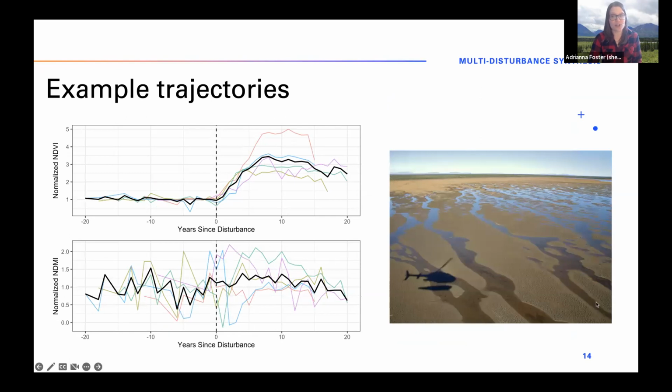Here are trajectories for lake drainage. Notice that the NDVI actually increases here due to the draining of the lake basin and colonization of new vegetation. The NDMI looks pretty noisy all over the place, but the average doesn't really change. This doesn't change because, despite the encroaching vegetation, these point locations are still inundated with water. Those are just a couple examples of the case studies that we looked at, but there are many more that you can go check out in the paper.